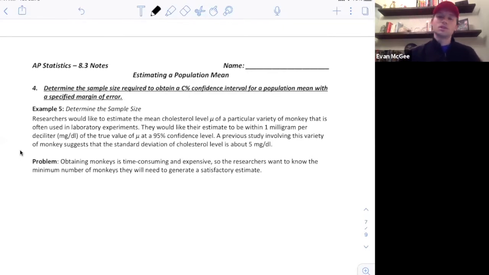So what they've given to us is the level of confidence, 95% confident, and the margin of error that they want. They want to be within 1 milligram per deciliter. So they want our margin of error to be plus or minus 1. So we have to figure out what sample size we need to ensure a margin of error of 1.